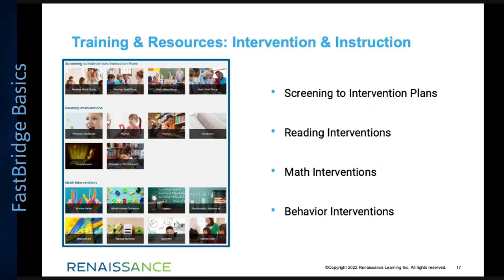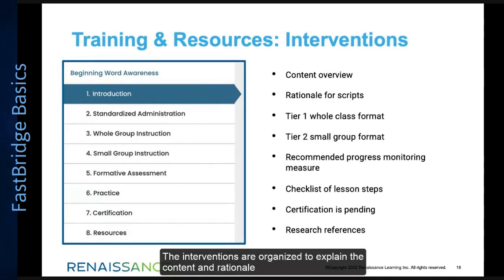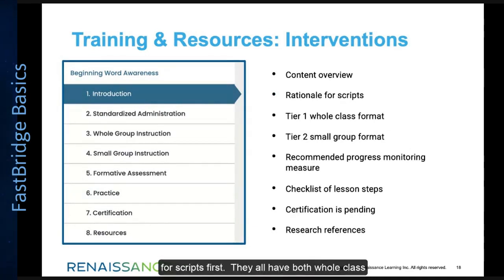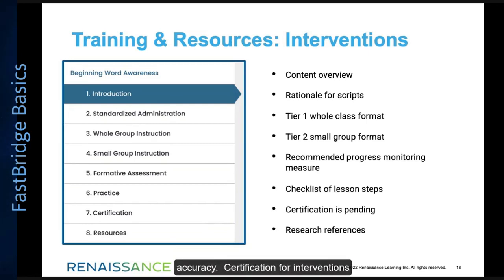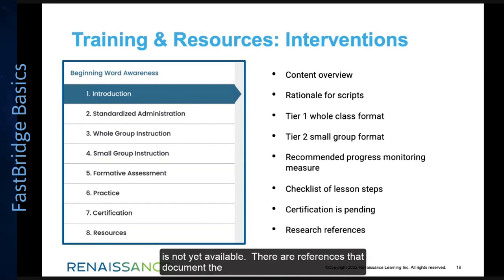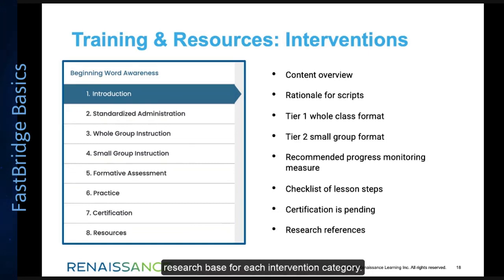student needs. The interventions are organized to explain the content and rationale for scripts first. They all have both whole class and small group formats with accompanying downloadable materials. There are recommended progress measures for each intervention so that student progress can be monitored. There is a checklist for each intervention that lists the implementation steps. Teachers or observers can use these checklists to determine implementation accuracy. Certification for interventions is not yet available. There are references that document the research base for each intervention category.